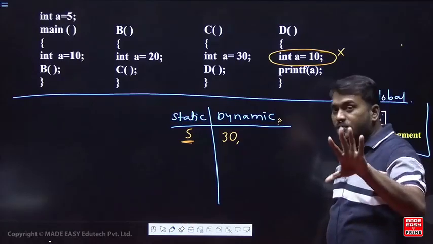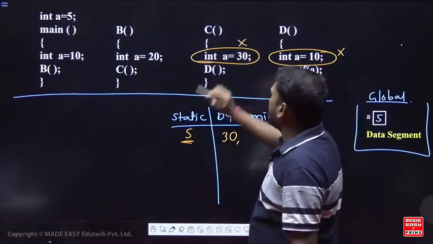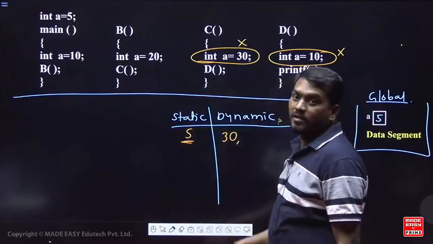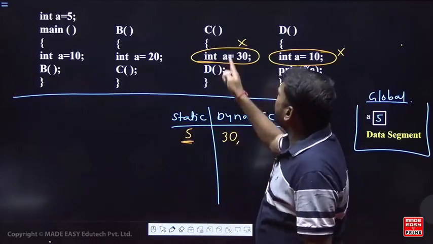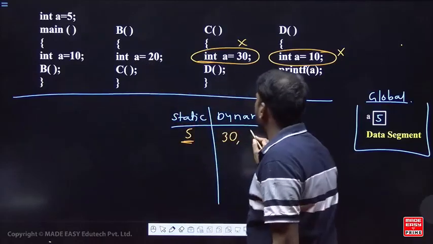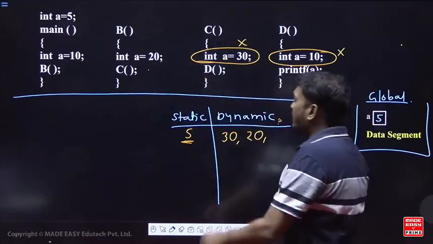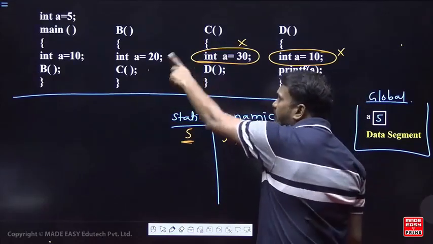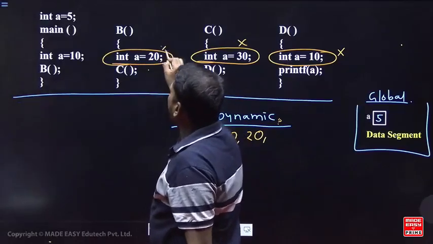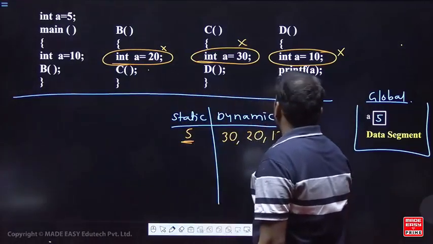Now let us assume that this is also not there. Then dynamic scoping again takes from the previous calling function. Which one called C? B. In B, is variable A available? Yes. So it will print 20. Remember, it is not printing both. Now if this is also not there, again from the previous calling function, main. So that will print 10.